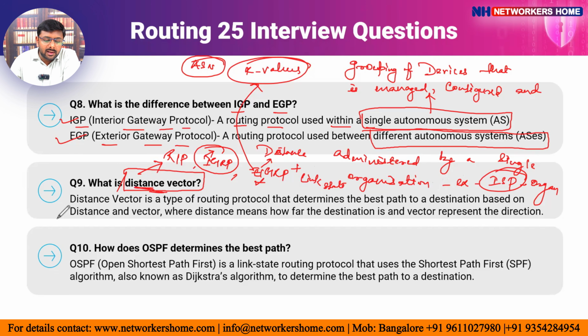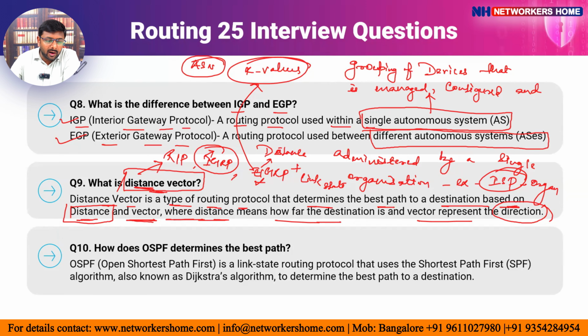Now, what is distance vector? Distance vector is a type of routing protocol that determines the best path to a destination based on what? Based on the distance. So, to reach a certain destination, how many routers does it have to cross? For that, it is going to calculate the distance. So distance is one of the criteria to find the best possible path. Apart from that, what does this vector represent? Distance means how far the destination is, and vector represents what? The direction of the distance.